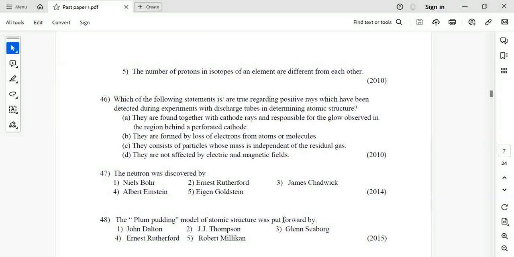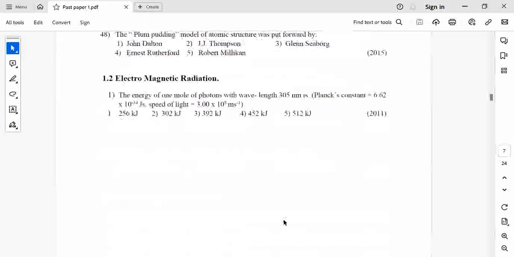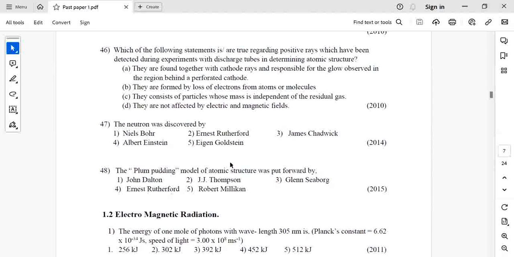Neutron was discovered by James Chadwick. Plum pudding, J.J. Thomson. Okay, so that's all about the first part.